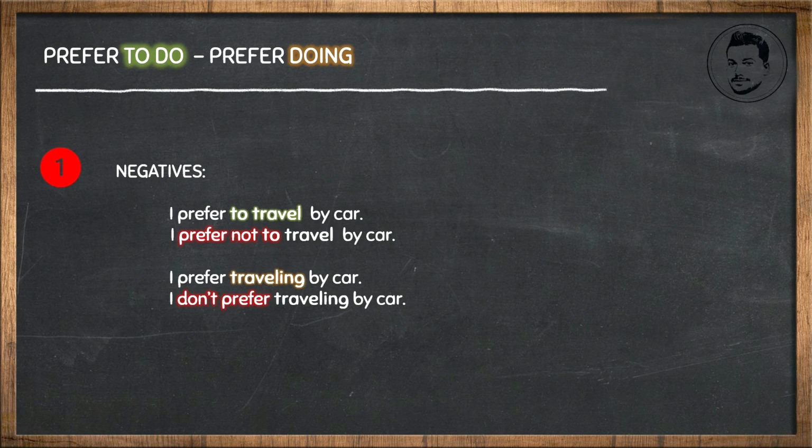Let's talk about its negative form. I prefer to travel by car, we said before. In order to make this negative, all we need to do is use not between prefer and to. I prefer not to travel by car. Or if you are using the ing version of it, you could say I don't prefer traveling by car. So the main difference is if you are using it with to, prefer to, you make it negative like prefer not to. If you are using the ing version, you do it like I don't prefer traveling, I don't prefer blah blah ing.